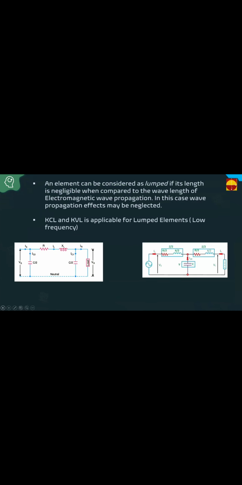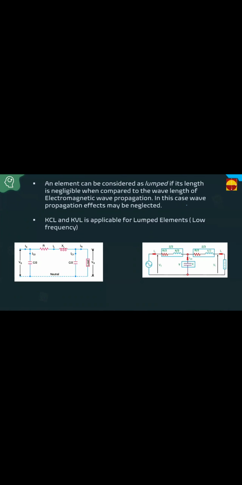An element can be considered as a lumped element if its length is negligible when compared to the wavelength of the electromagnetic wave propagation. In this case, wave propagation effects may be neglected. What is the wavelength of the electromagnetic wave propagation, friends?